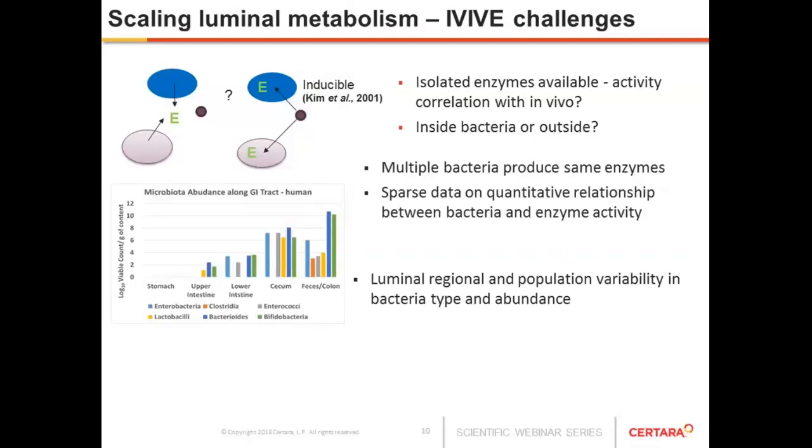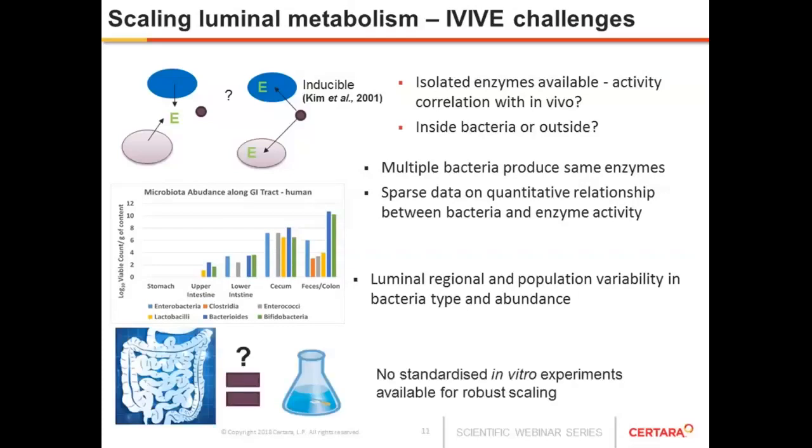The other one is that we don't know enough about the distribution of microbiota across the GI tract and its population variability, because microbial composition strongly depends on the diet, the lifestyle, and also there are some other environmental factors involved. So it's much more complex to predict inter-individual variability of the luminal disposition.